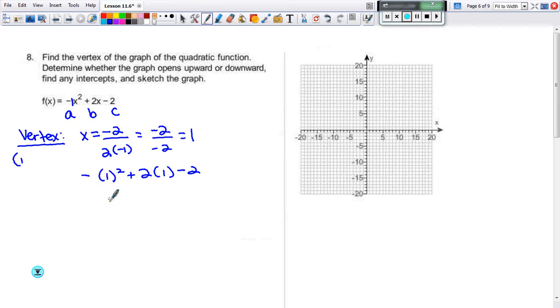Okay, so you get 1 times 1 is 1, so that's negative, the negative stays out front, -1, and then 2 times 1 is 2, plus 2, minus 2. That equals -1. That's the vertex. Because A is negative, it opens down.